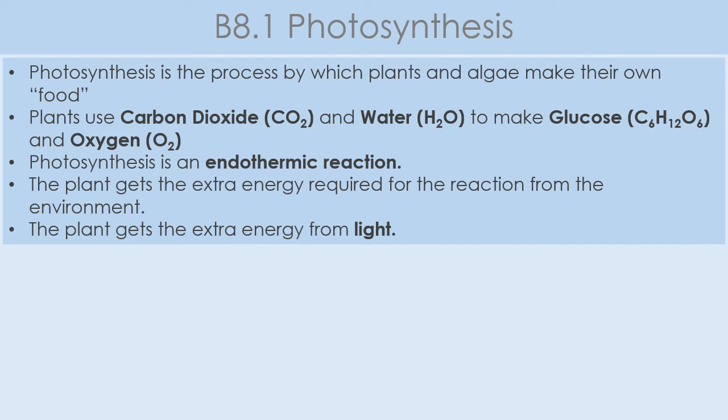I remember it by thinking endothermic, energy needs to go in, it needs to enter. Enter and endothermic both start with EN. Exothermic, heat or energy will exit. Both exothermic and exit have that EX at the start. Now plants get that extra energy from light.